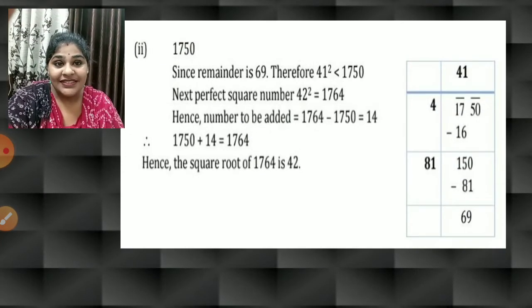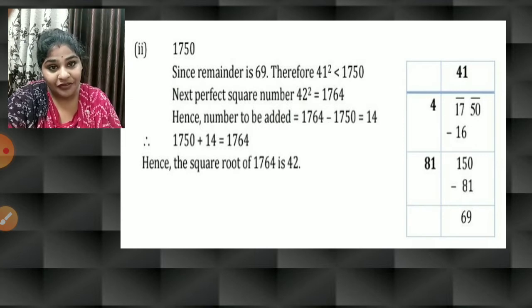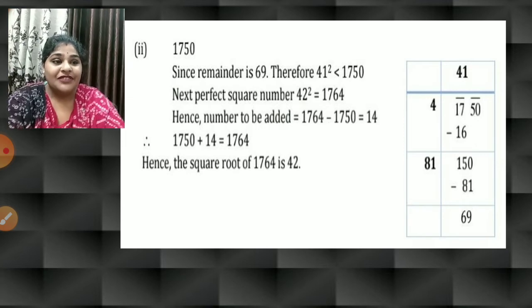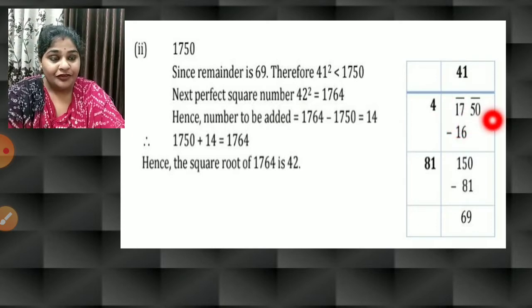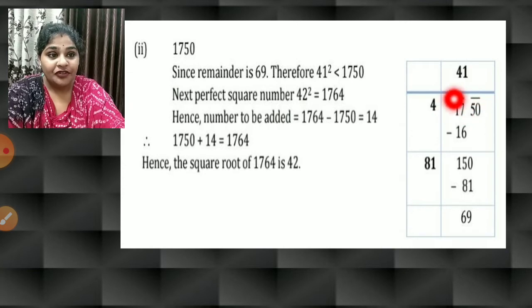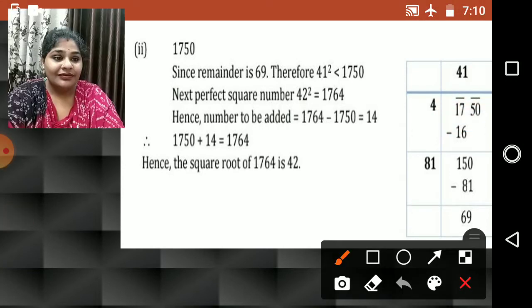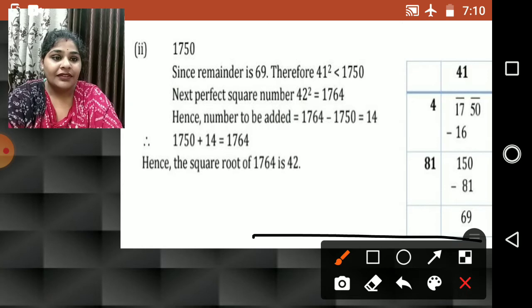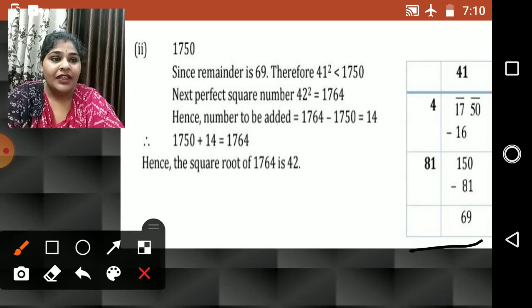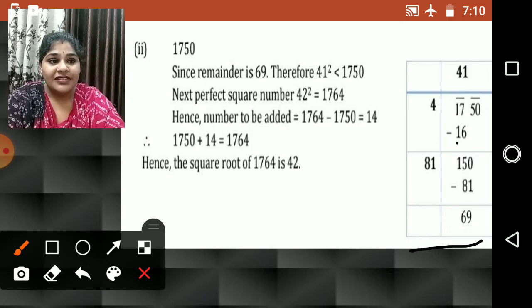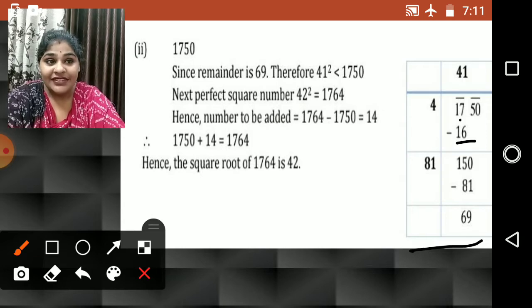Now the next one, the second one, is 1750. So here first we will do the division method. So 17 is the first pair, 50 is the next pair. Concentrate first on the 17. Okay. So let us begin. 4 4s are 16, because 5 5s are 25 will be greater than 17. So now 4, 4, and here we have taken 4. So I will add here 4.